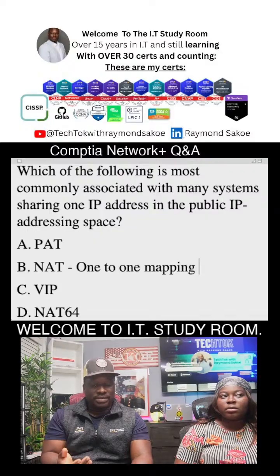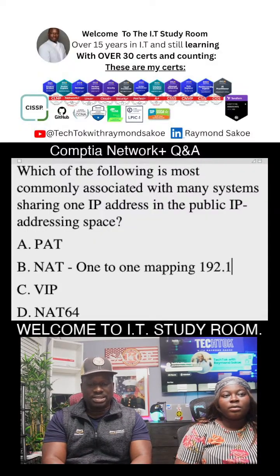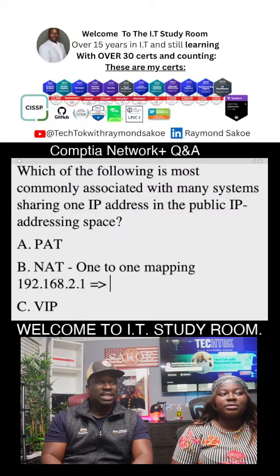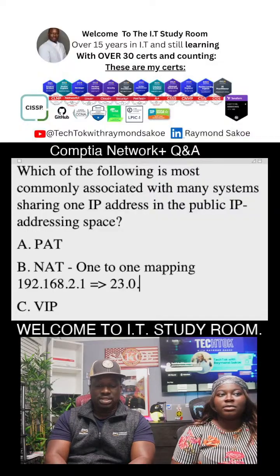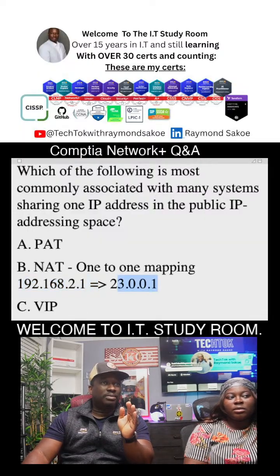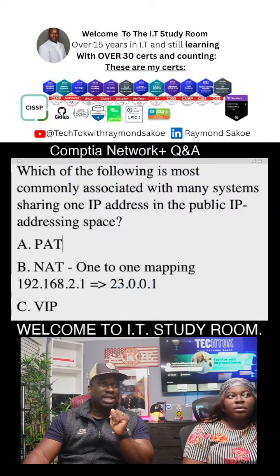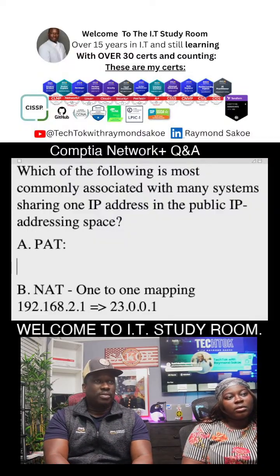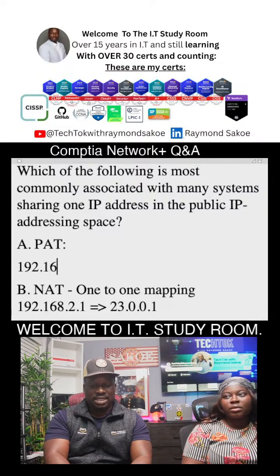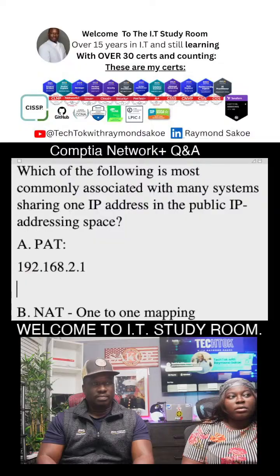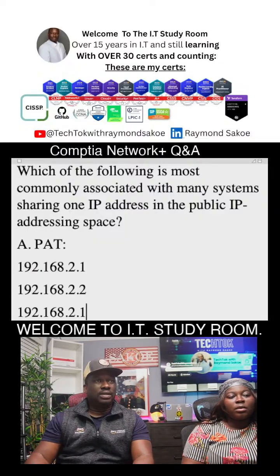So with network address translation, let's say you have a private IP, which is 192.168.2.1. This is internal, mapped to your internet service provider IP, I don't know, 23.0.0.1. That is network address translation right here. One device will be able to map to your public IP, so only one device can access the internet. With port address translation, multiple devices can use the same IP address. So 2.1, and then now we have 2.2, we have 2.3.